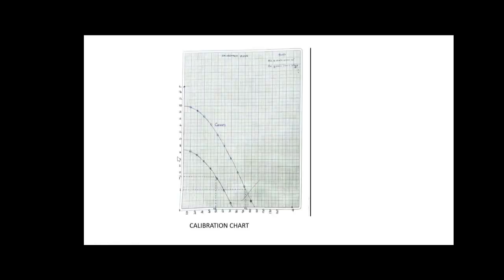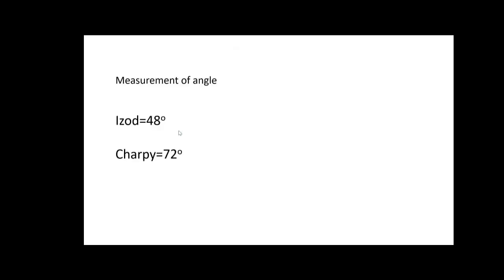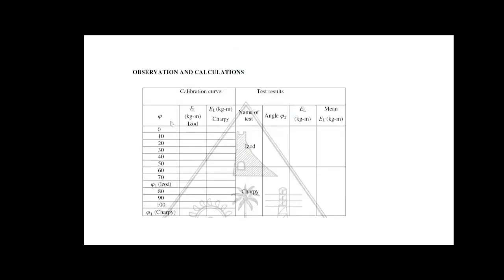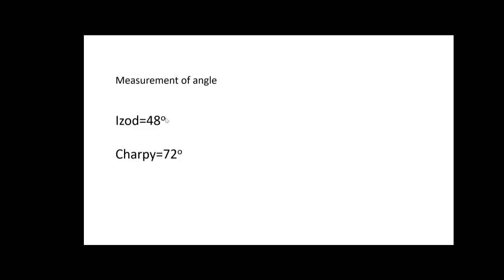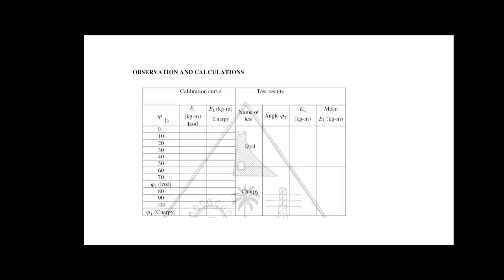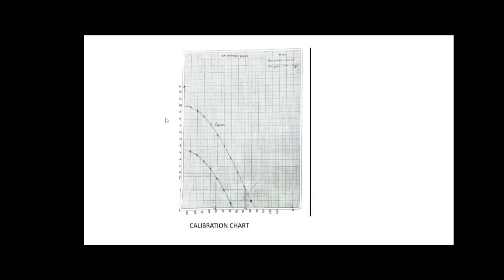Okay, so this represents the shape of the calibration curve that you will get. This is only for your reference. You have to fill up the table and do the calculations, and plot phi on the x-axis and the energy losses on the y-axis. Then you will get two curves.